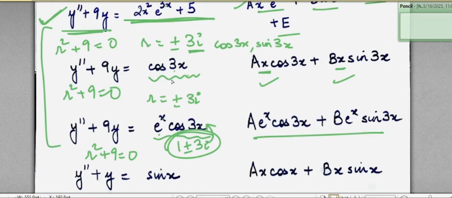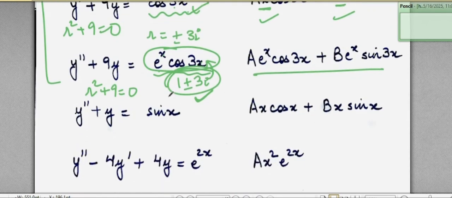So do not think that cos 3x appearing with anything is going to be affected by plus minus 3 iota. No, if it's coming with an exponential, then e to power x cos 3x corresponds to the complex pair alpha plus minus iota beta, where alpha is 1 and beta is 3. So this term is not affected by plus minus 3 iota, it's affected by 1 plus minus 3 iota. So we did not modify our trial YP, it was a normal situation. This was affected, this was not affected. So I hope this is clear to you.